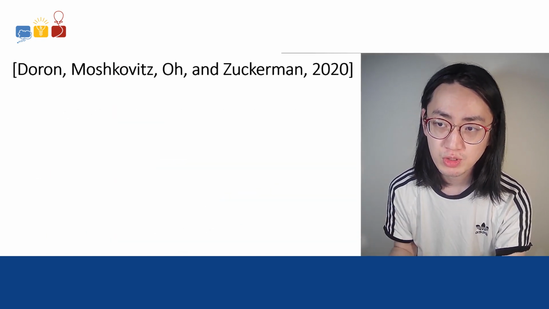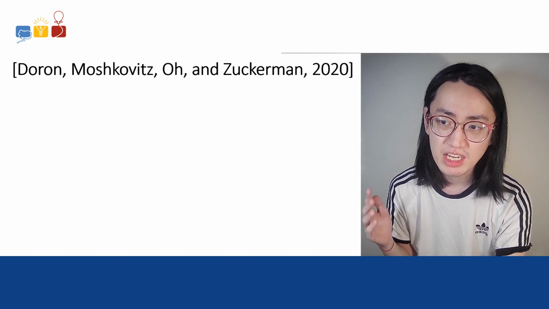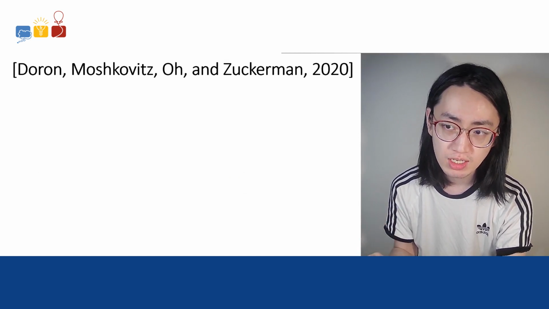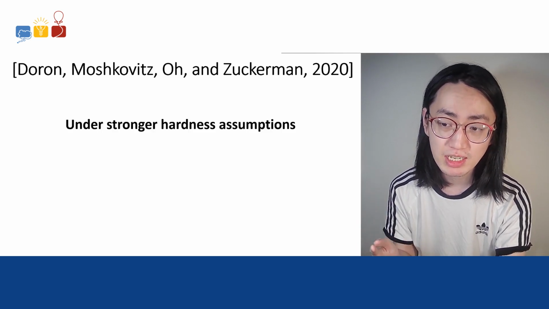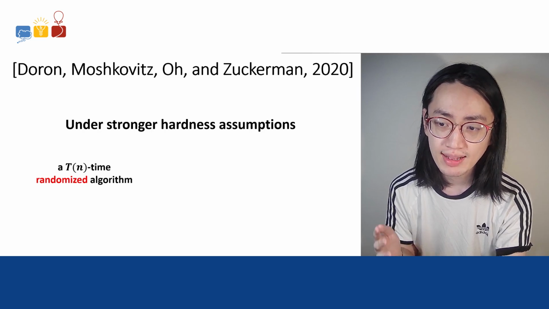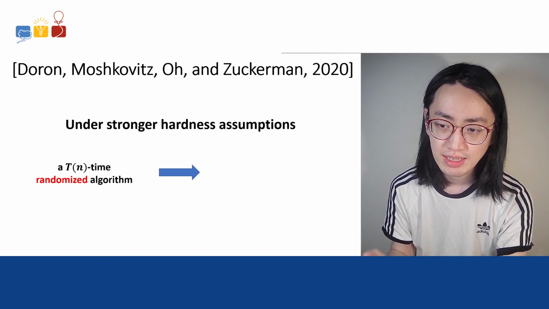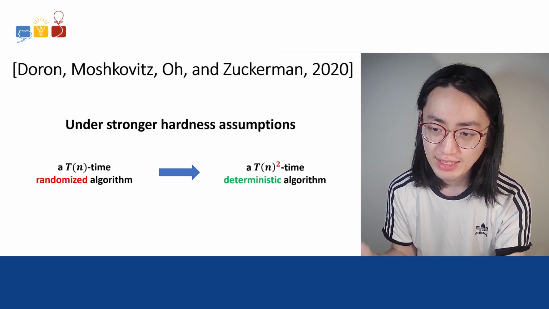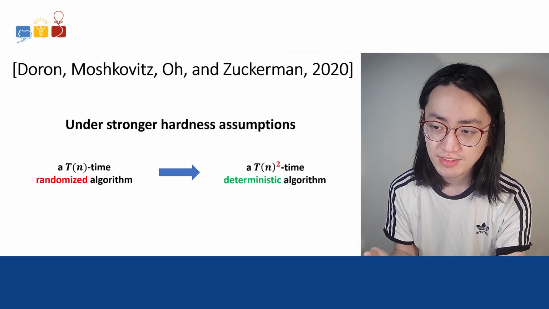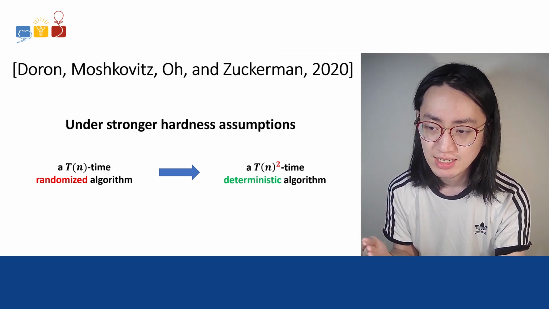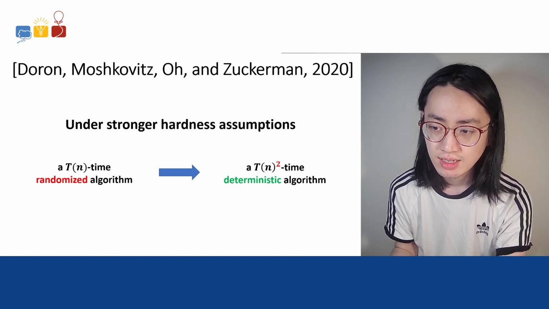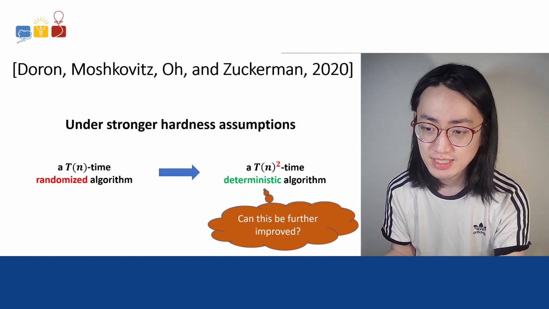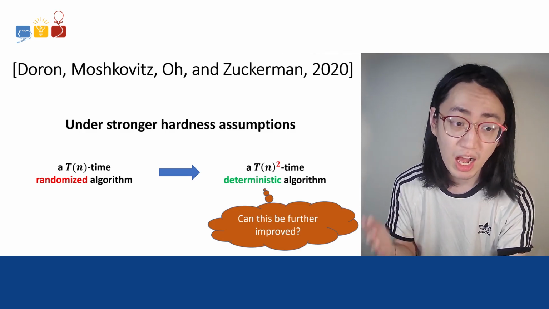In a recent breakthrough, Doron, Moshkovitz, Oh, and Zuckerman proved that under stronger hardness assumptions, one can significantly improve the derandomization overhead. In particular, one can convert a T(n) time randomized algorithm into an equivalent deterministic algorithm of T(n)^2 running time. This is very impressive as quadratic running time is much faster than T(n)^7. This also opens the possibility that maybe we can reduce the running time even further from quadratic to, say, almost T(n).